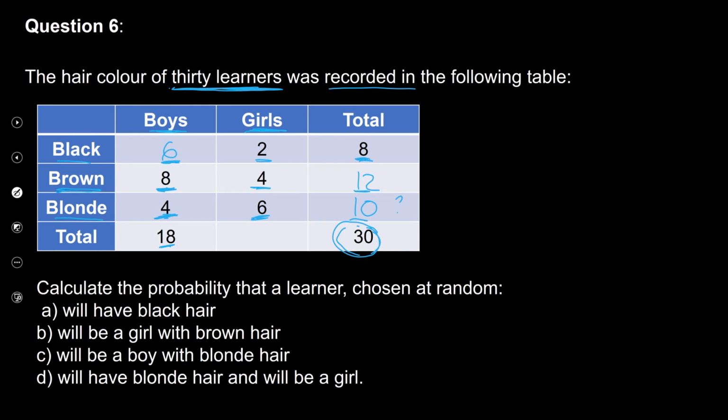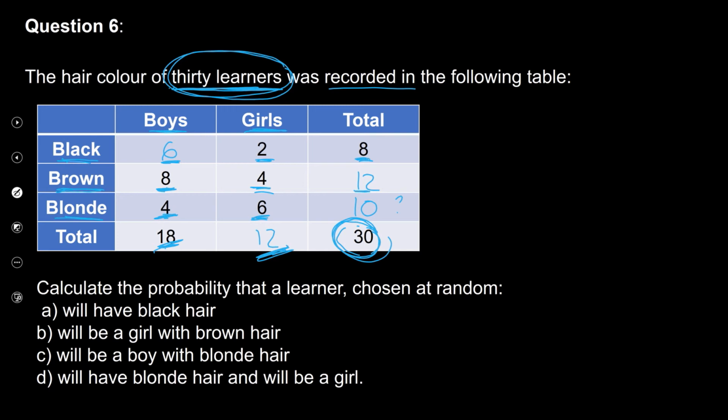Okay, so I've completed my table, even before trying to see what is required here. I can see I have boys and girls. They have different hair color: black, brown, and blonde. Okay, so there's something else here I have to complete, which is 12, because this is 2, 4, 6, 12. What does this mean? We have 30 learners. Can you see from the question given? 30 learners, there are 18 boys. There are 12 girls. Are we together?